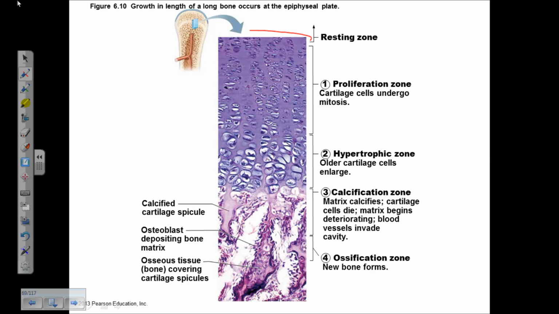Resting zone, nothing happens. Proliferation zone, active division of chondroblasts. Hypertrophic zone, chondrocytes become older, lacunae become larger and start to connect to each other. Calcification zone, where the matrix of the cartilage calcifies and cells die. And then in this zone, osteoclasts will eat up the calcified cartilage, and osteoblasts will substitute it with new bone.